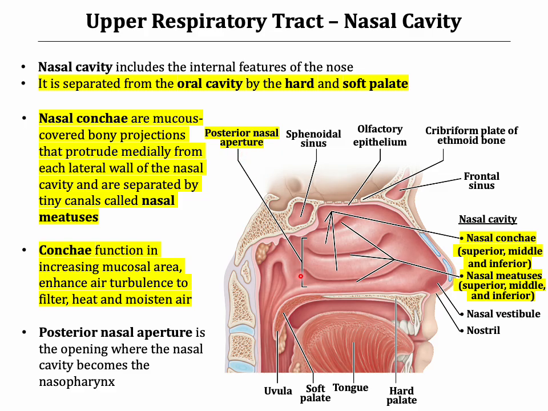The posterior nasal aperture is just the transitionary point between the nasal concha, the most posterior aspect of our nasal cavity, and the nasopharynx, the superior aspect of the pharynx. An aperture just means an opening.